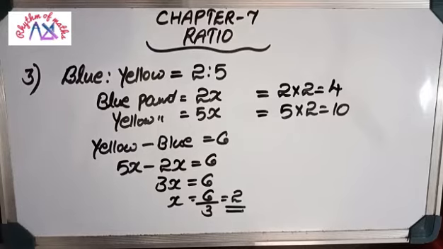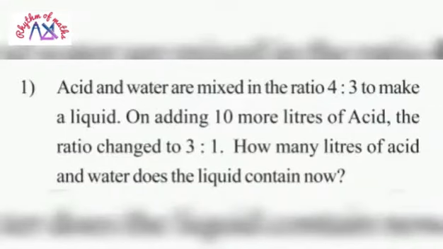So let's do the second activity. First question. Here is your first question. Acid and water are mixed in the ratio 4:3 to make a liquid. On adding 10 more liters of acid, the ratio changes to 3:1. How many liters of acid and water does the liquid contain now?